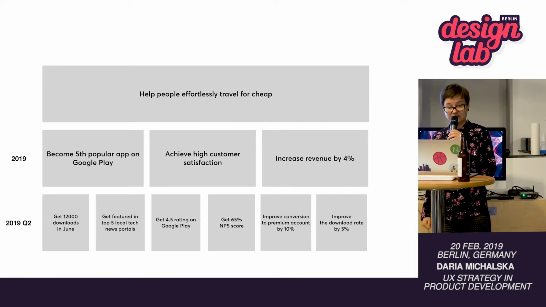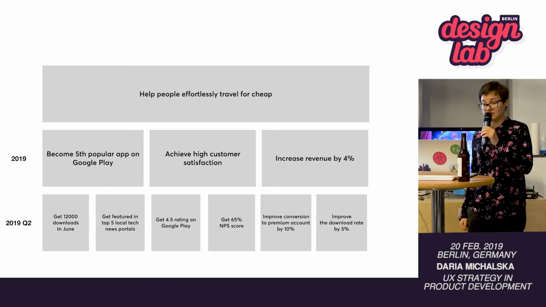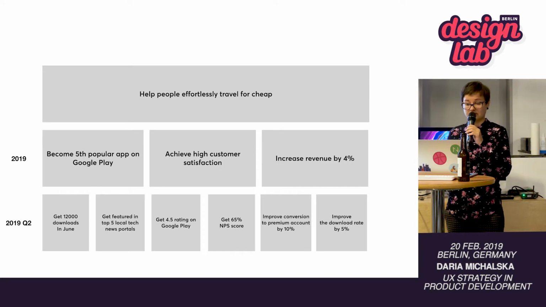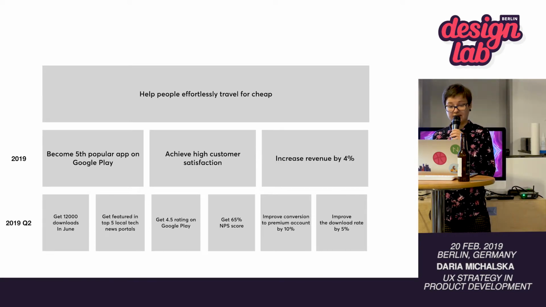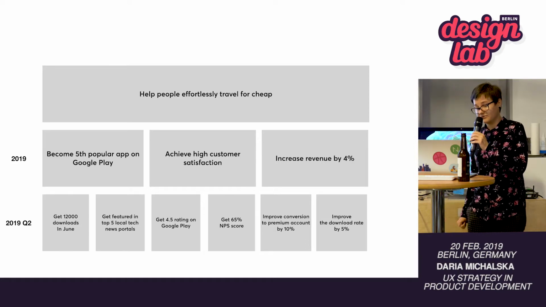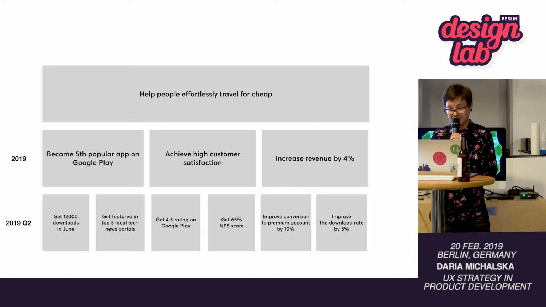And deriving from those bigger goals, we have the goals intended to be achieved in the second quarter. So in order to become a popular app on Google Play, the company needs to get 12,000 downloads in June. Also, they would like to get featured in the news portals. They want to get a good rating on Google Play. They want to improve the NPS score. They want to increase the conversion to premium accounts by 10% and improve the download rate by 5%. And there's one thing I would like you to take attention of.